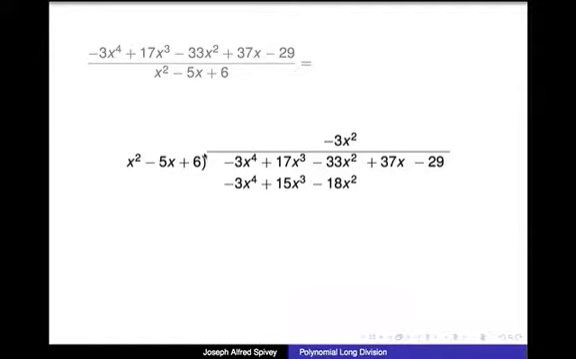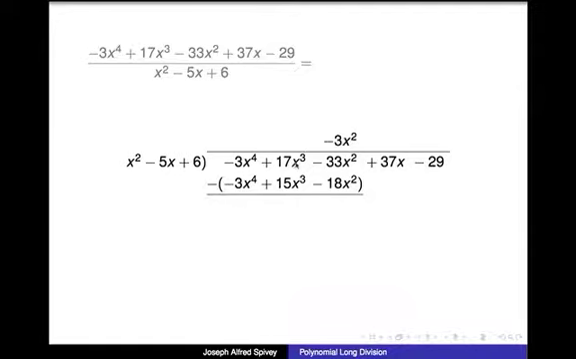Now, I want to subtract this top polynomial minus this bottom polynomial. So I put the negative on the outside and put everything in parentheses to remind me that that negative is going to distribute to all the terms. So the first thing I do is I want to subtract negative 3x to the fourth minus negative 3x to the fourth. That's taking negative 3x to the fourth and taking that same thing away from it. So those two are going to cancel and leave me with 0.